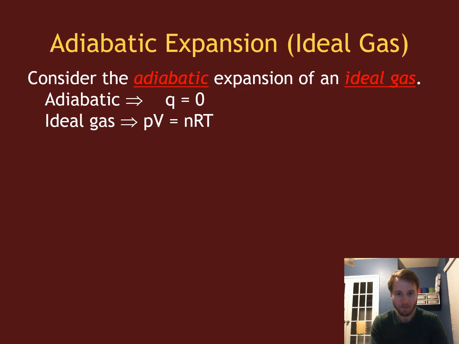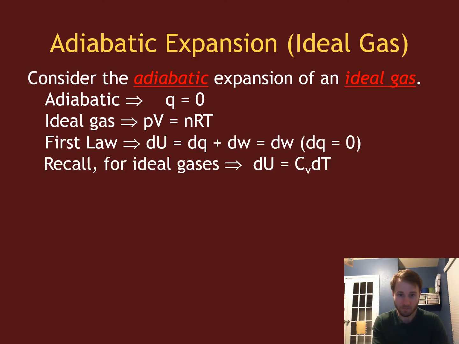Okay, so let's consider an adiabatic expansion of an ideal gas. Our main things here are that we're considering an ideal gas, so PV equals nRT, and it's adiabatic, so Q equals 0. Well, we know from the first law of thermodynamics that a change in internal energy is related to a small amount of heat transfer and a small amount of work done. For an adiabatic change, that heat transfer is 0, so it's just dW.